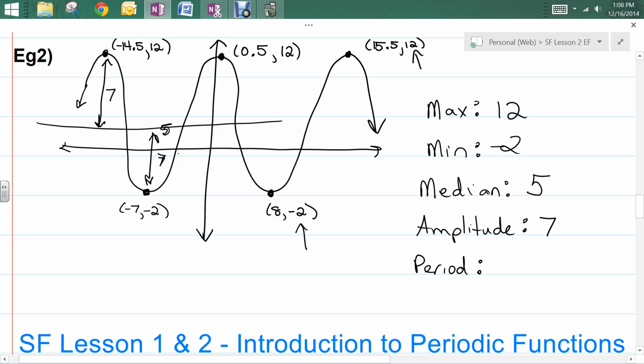Another way to do it would be to look at the difference between the max and the min. So it's half the difference. From 12 to -2, they're 14 apart. Half of that is 7. That's going to be the amplitude.